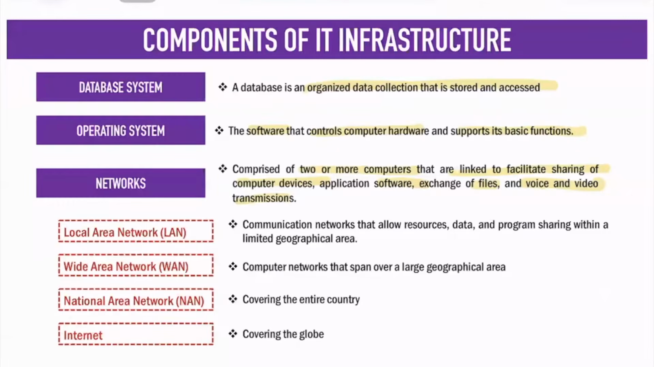Whenever we talk about your networks, we have different types of networks. So we have your LAN, WAN, NAN, and internet. So LAN is local area network. It is a communication that allows resources, data, and program sharing within a limited geographical area. So for example, within your house, you can connect different computer systems, then that is considered LAN. How about WAN? Computer networks that span over a large geographical area. So let's say it connects the whole Benguet, it's one. But if it's the entire country, it's national area network or NAN. But if it's the globe, then we call it your internet.